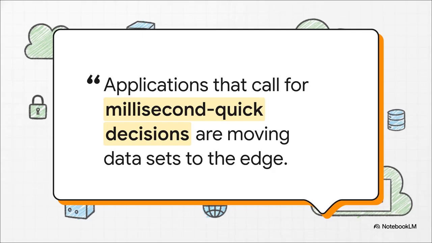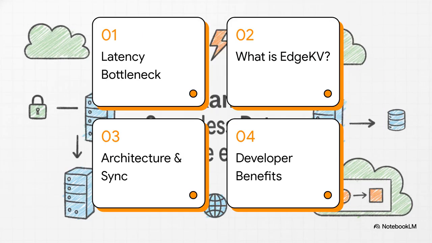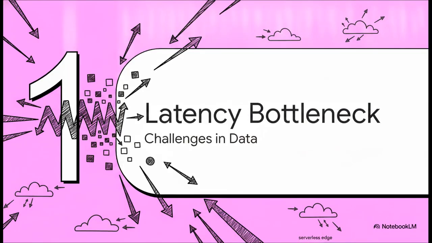We want to get under the hood and look at the raw, unfiltered mechanics of how this technology actually works in the real world. Here's our roadmap for the explainer. We'll start with the latency bottleneck, then define what EdgeKV actually is, check out the architecture and consistency model, and wrap up with the primary benefits for developers. Simple as that.